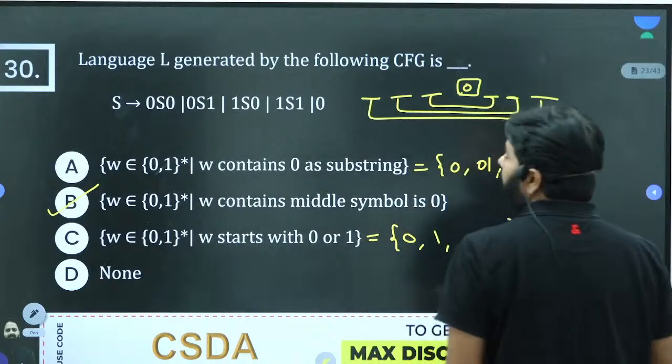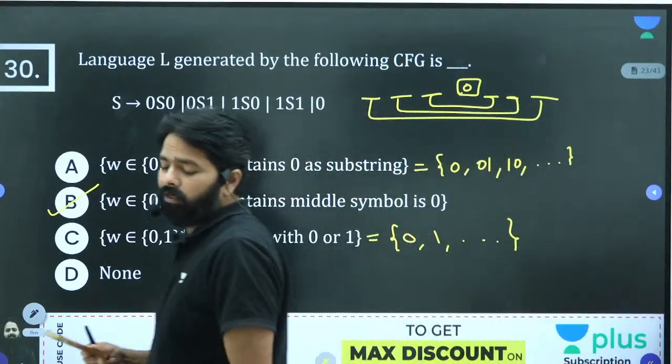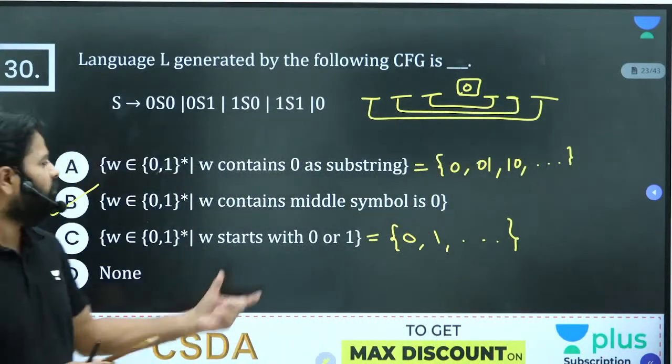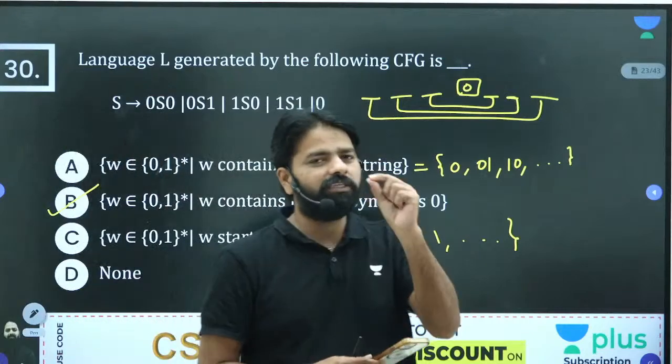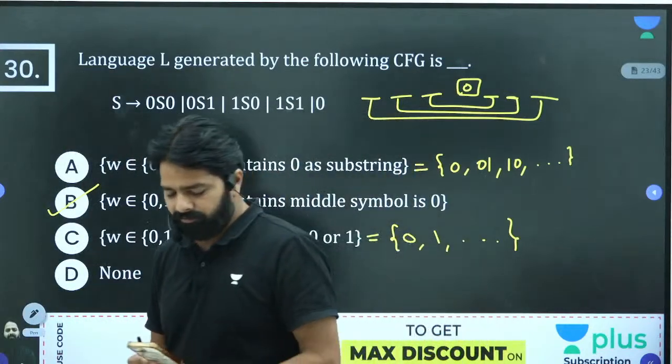And the string is definitely odd length only, because you want a middle symbol, right? If you want a middle symbol, then always the string has to be odd length here.